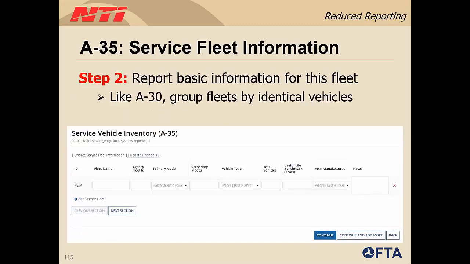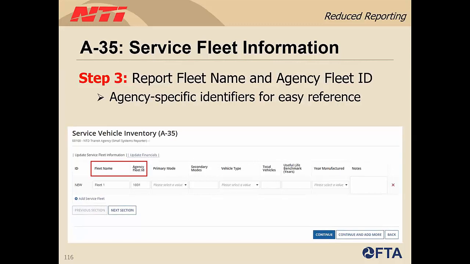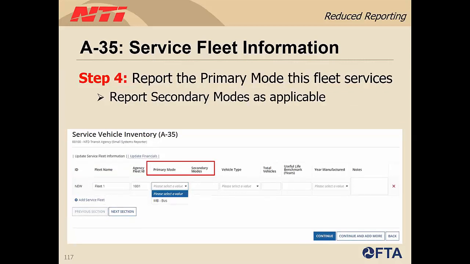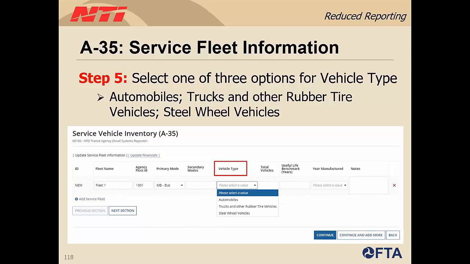The first section of fleet information is the Service Fleet Information tab. You will report the fleet name and agency fleet ID. These can be names and IDs that make the fleet easily identifiable for your agency. Similar to facilities on the 815 form, you must select the primary mode that the fleet supports. You can also report secondary modes as applicable. Then, you will select the vehicle type for the fleet from the drop-down menu. Descriptions of these 3 vehicle types are available in the policy manual starting on page 119.